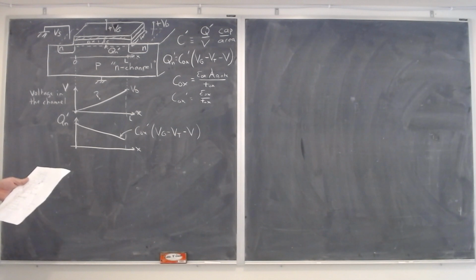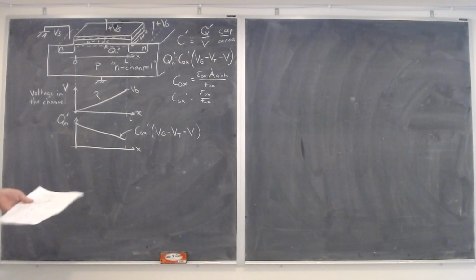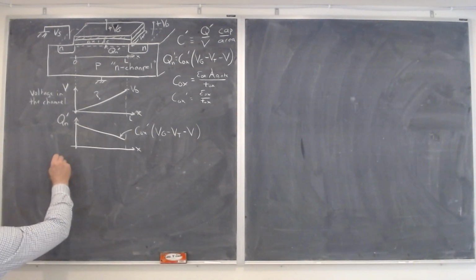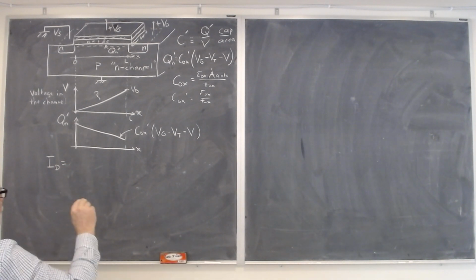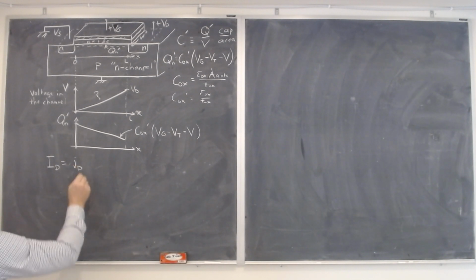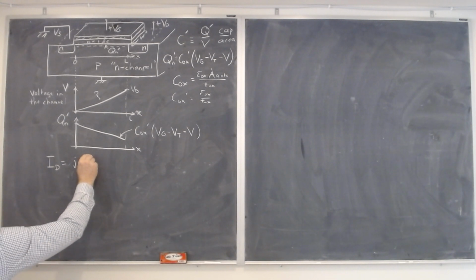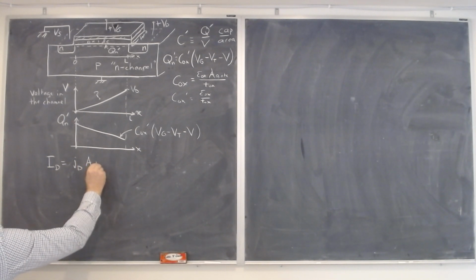Now what I'm going to do is write down what the current is in the channel. Let's just do it, and then we'll back up a step, and you'll see it all makes sense. So, what is current? I'll label it as I_D. That's equal to J_D, the current per unit area, times the area of the channel.